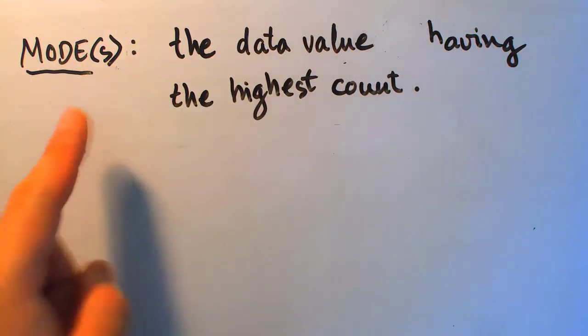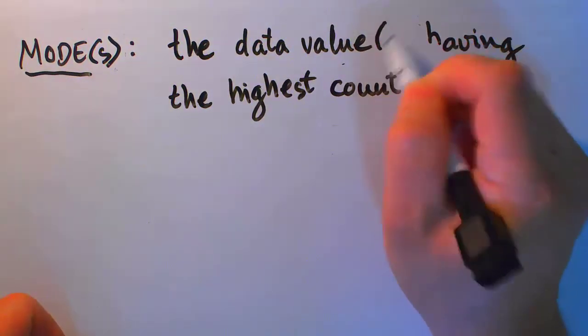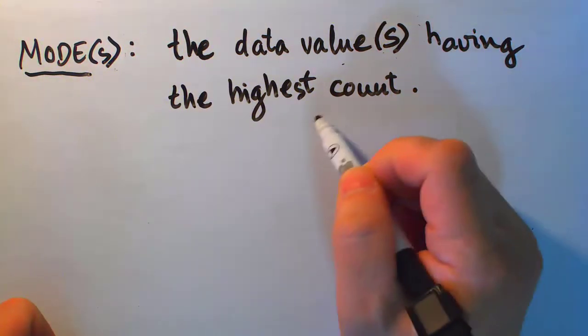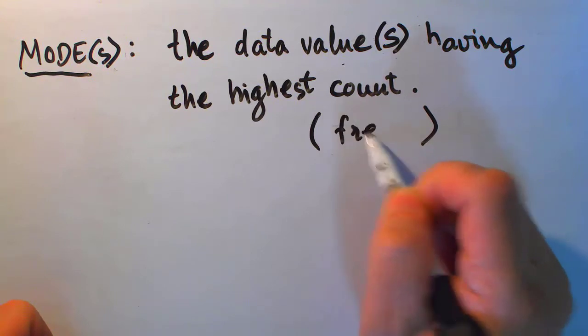And then modes are the data value, or sometimes the data values, having the same highest count. And then that highest count, once again, just to remind everybody, the formal term is the frequency.